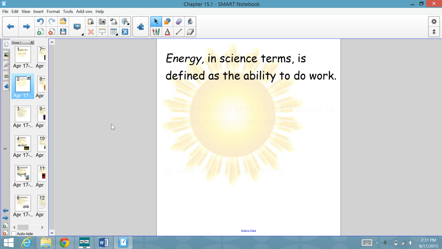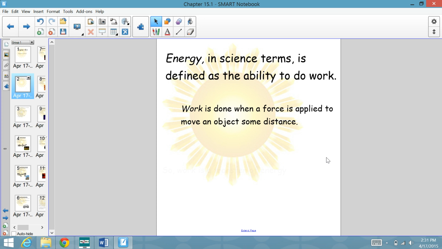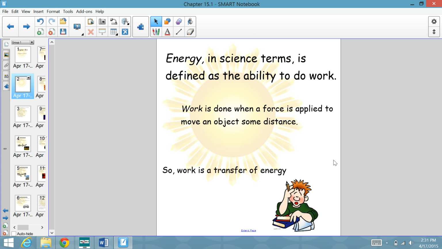That doesn't mean that energy goes to work every day. What it means is it is the ability for a force to be applied to move an object some distance. So if I push a stapler across my desk, I am applying a force to it to move it some distance. We can say I am doing work on that stapler. So what that means is work is a transfer of energy.